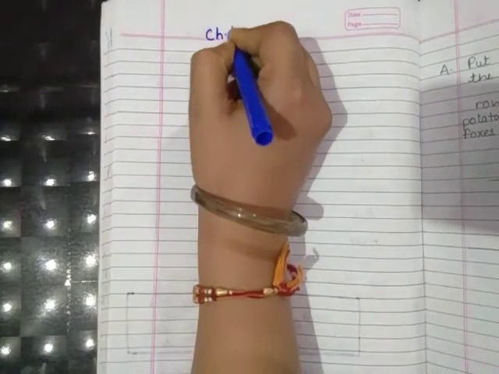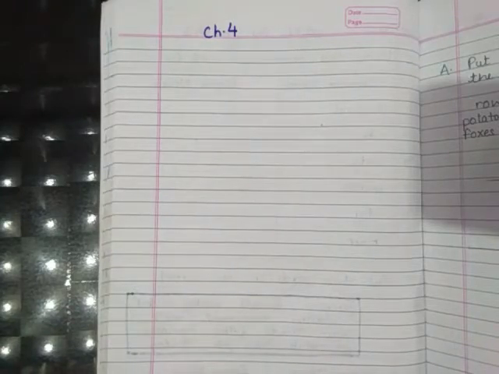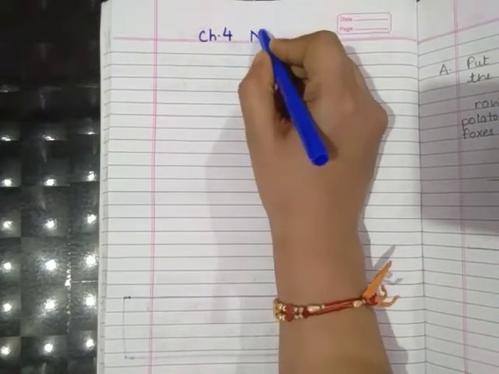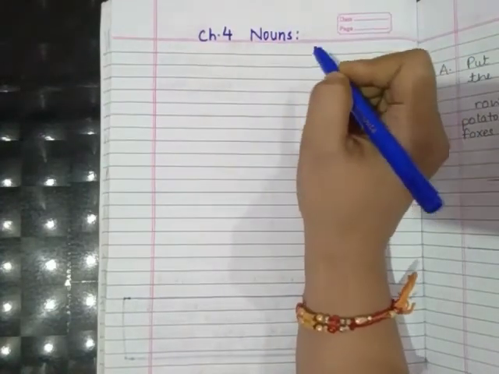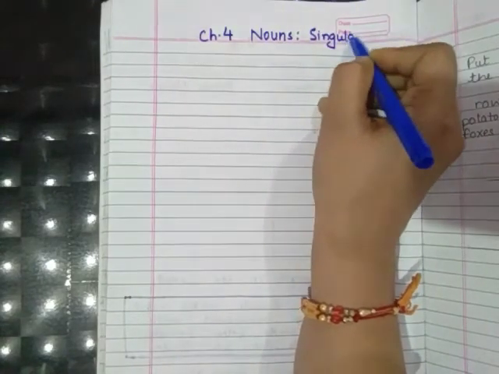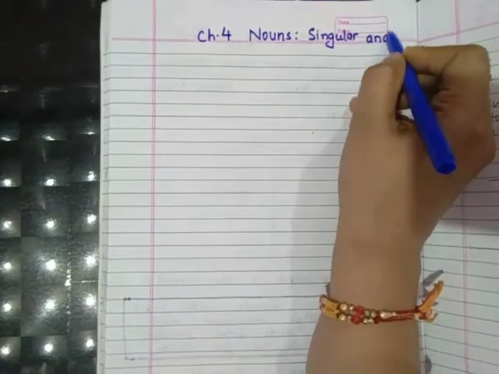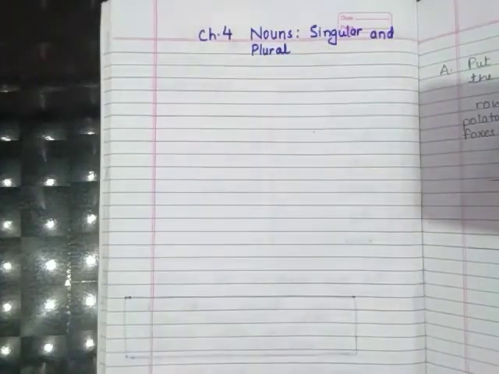The name of the next lesson is nouns, singular and plural. The next chapter is chapter 4. This is in your grammar book. So take out your grammar book and open page number 20. Nouns. As we have learnt nouns common and proper, this is nouns singular and plural. And what are singular and plural?